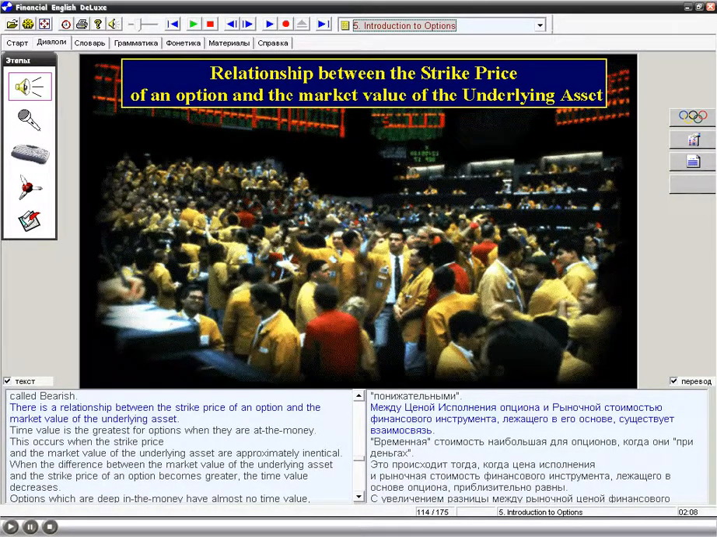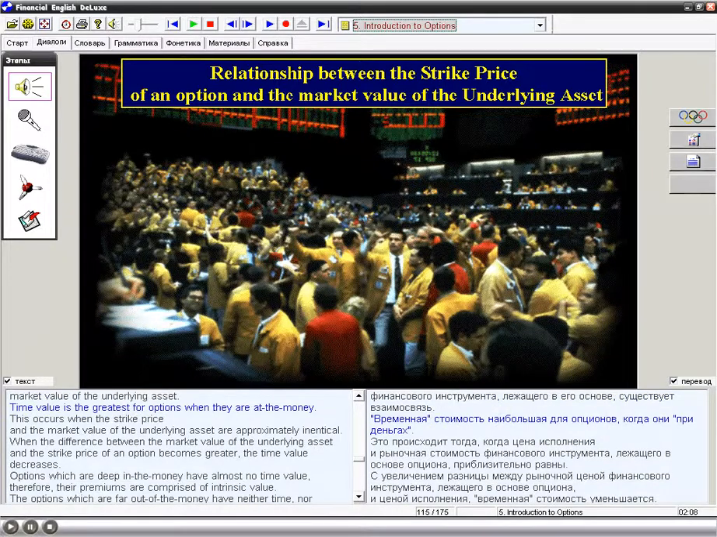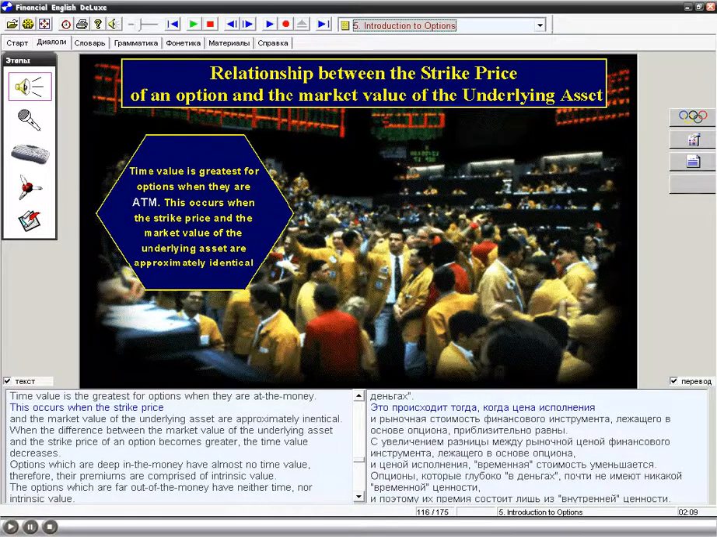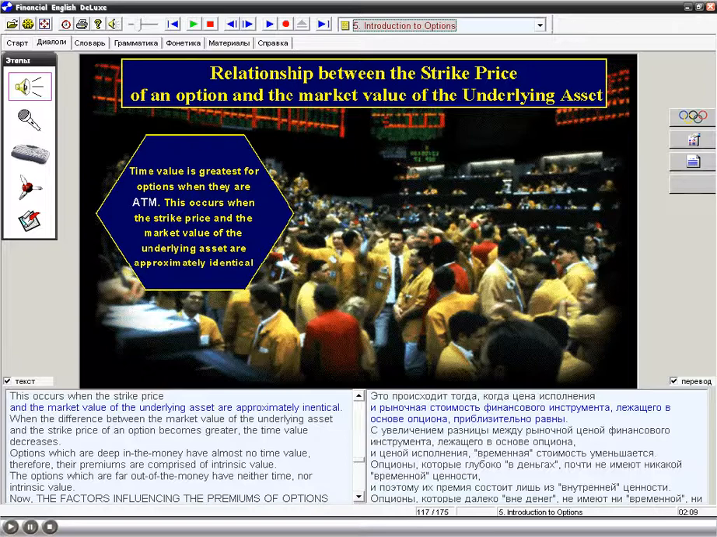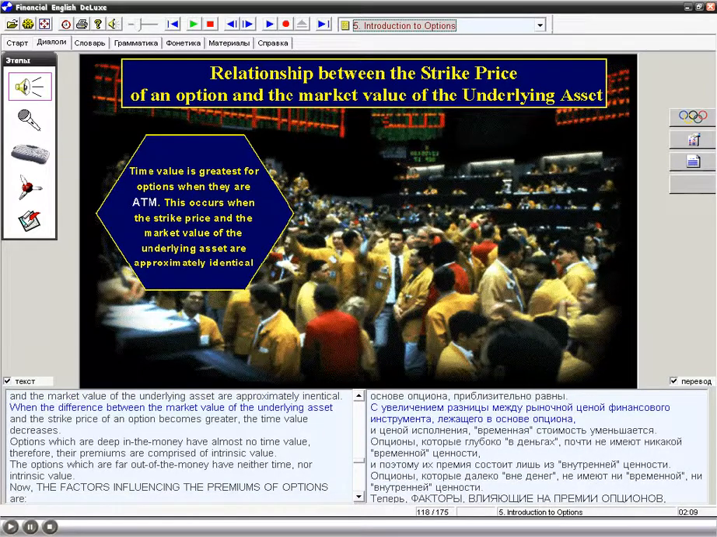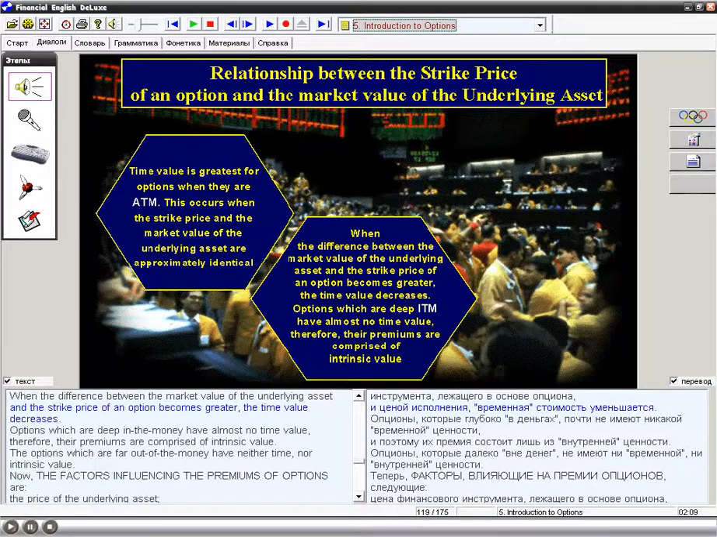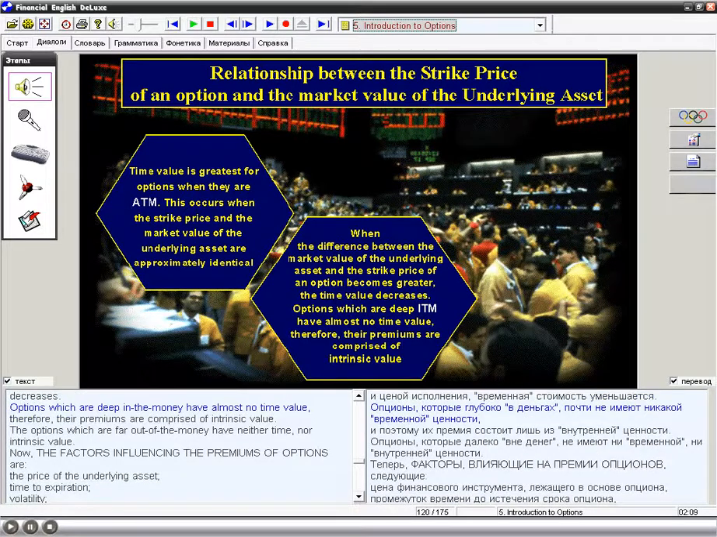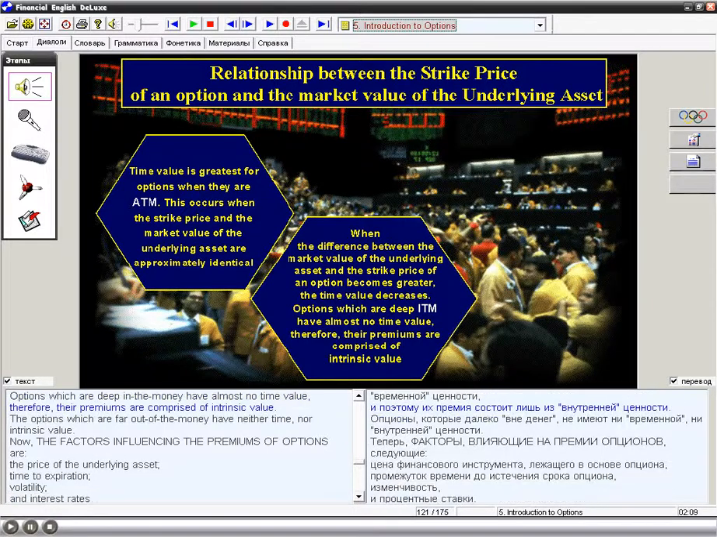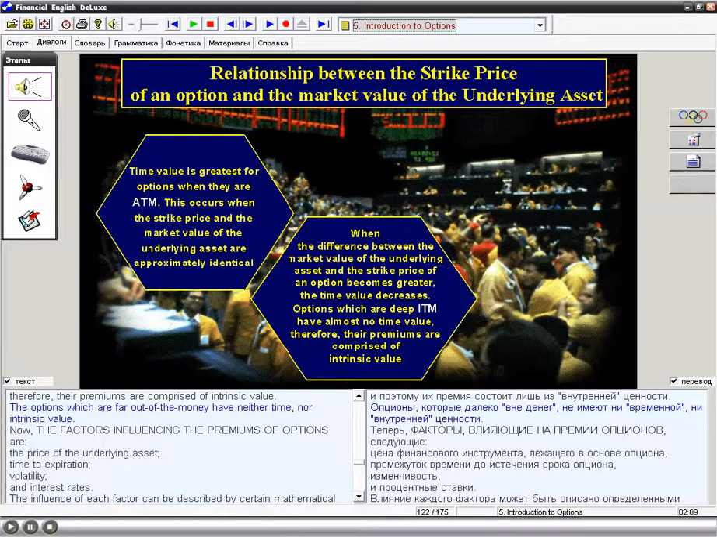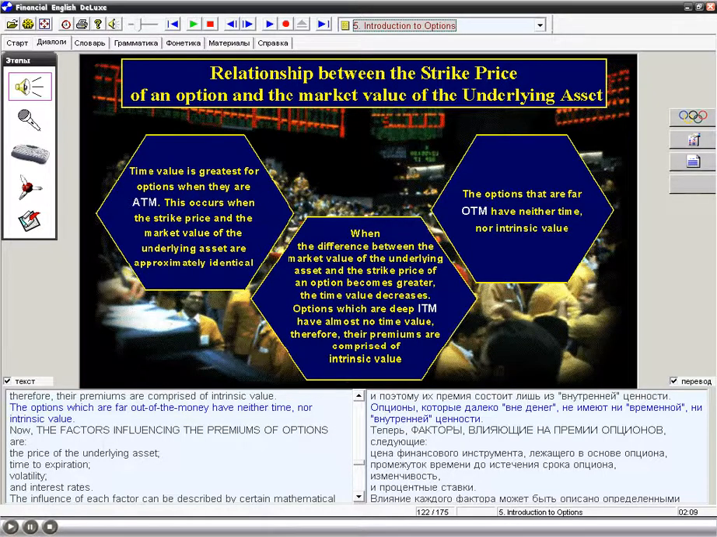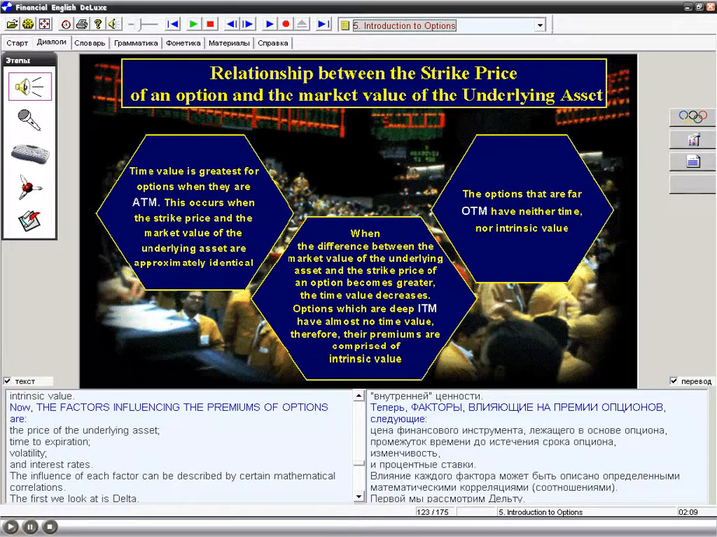There is a relationship between the strike price of an option and the market value of the underlying asset. Time value is the greatest for options when they are at the money. This occurs when the strike price and the market value of the underlying asset are approximately identical. When the difference between the market value of the underlying asset and the strike price of an option becomes greater, the time value decreases. So options which are deep in the money have almost no time value. Therefore, their premiums are comprised of intrinsic value. And the options which are far out of the money have neither time nor intrinsic value.